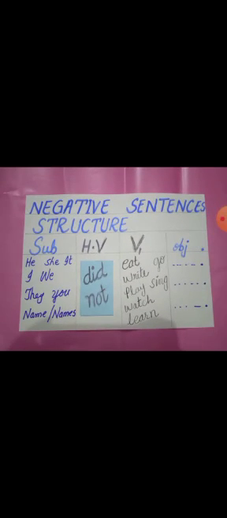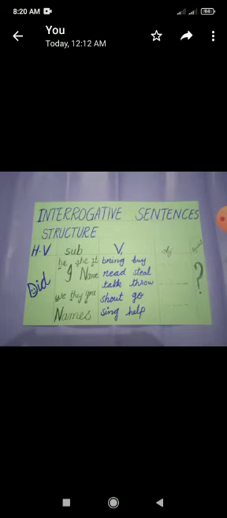I am giving you an example, that is he did not go to bazaar, they did not play outside, Sarah did not watch TV all the time. So these are the examples through which we can make the sentences. Okay, after this we have interrogative sentences. Interrogative sentences are those sentences in which a question is asked.